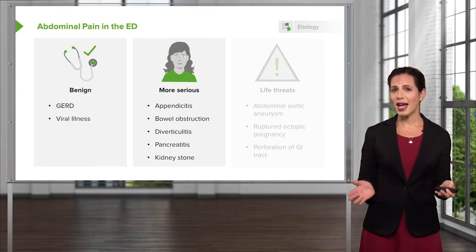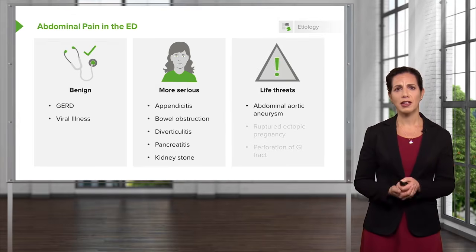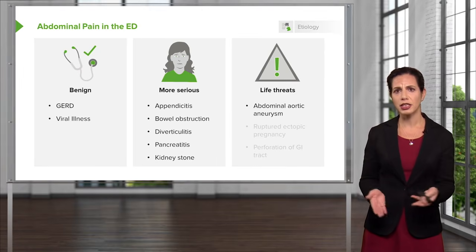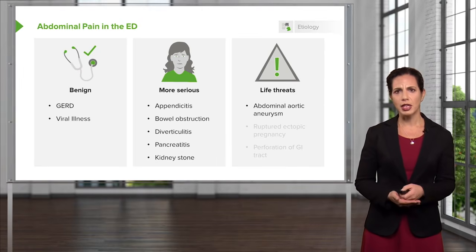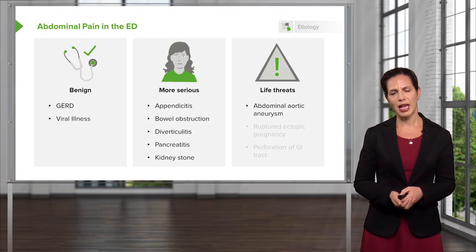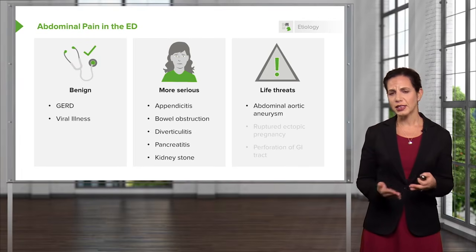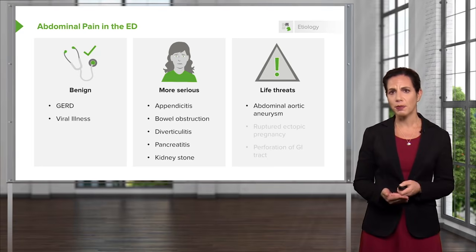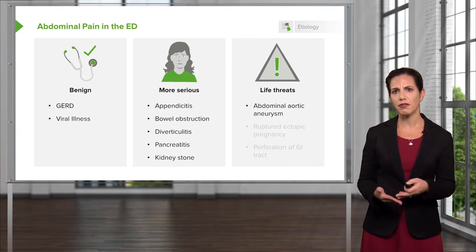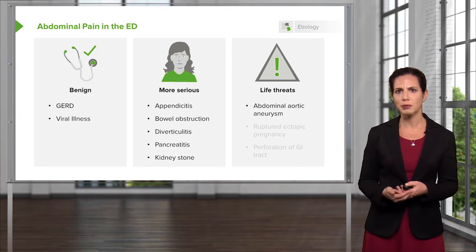And then if that's not enough, we move on to the fact that abdominal pain can actually be related to life-threatening conditions. An abdominal aortic aneurysm can cause abdominal pain, and that is obviously something that can be very, very serious and life-threatening for a patient. Patients can bleed out very rapidly from abdominal aortic aneurysms that rupture.